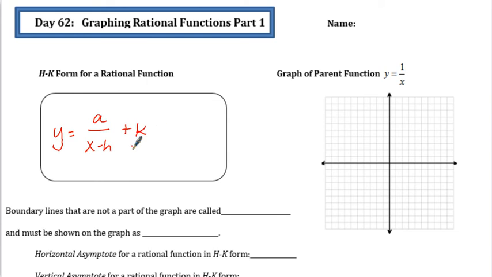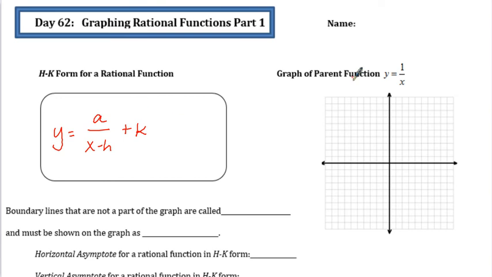And if you remember, things that were h's in our other functions moved things left and right. Things that were k's moved things up and down. And things that were a's made things skinny or wide. And so that's the type of behavior that will be caused by h, k, and a in this as well. But things happen a little bit differently in rationals.